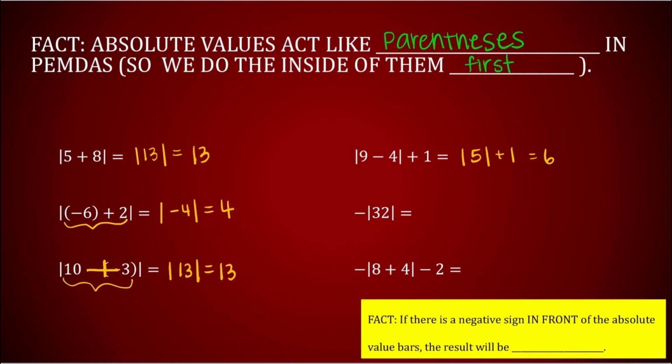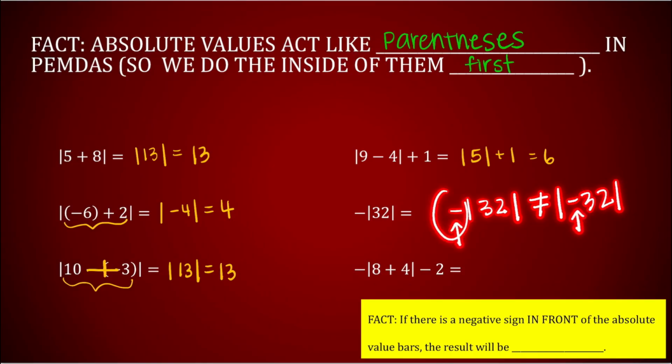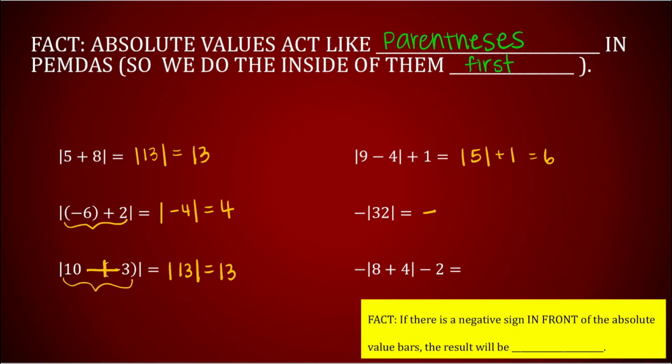And this next one, this one's a little bit trickier. You see that negative? It's outside of the absolute value. I want to make it clear, this negative absolute value of 32 is not equal to the absolute value of negative 32 because if you notice, the negatives are in different places. Since this negative is outside, it's not part of the absolute value. It's actually separate. So we would apply it after we take the absolute value of 32. So 32 becomes positive 32, right? However, that negative gets applied later, so the actual total answer is negative 32.